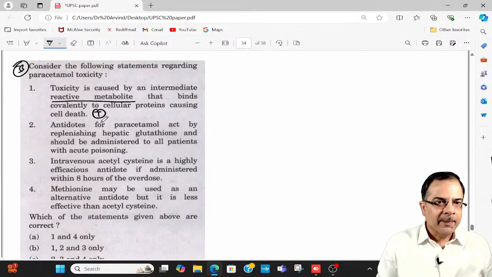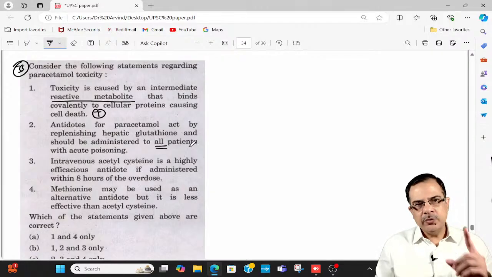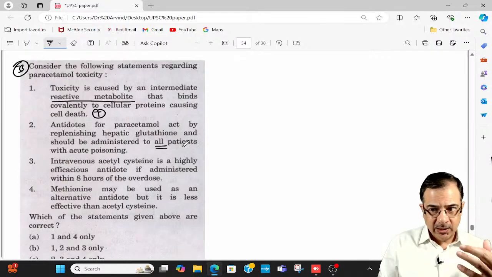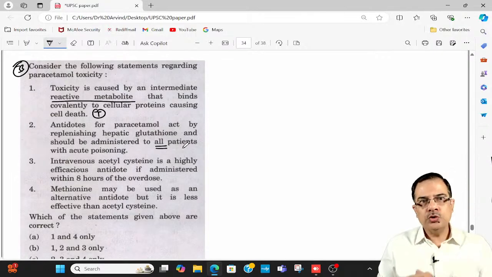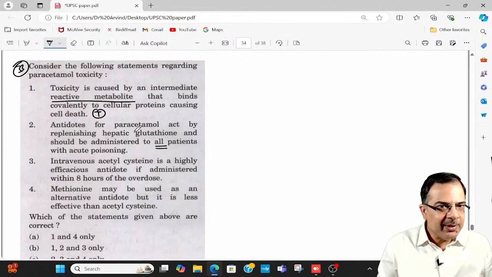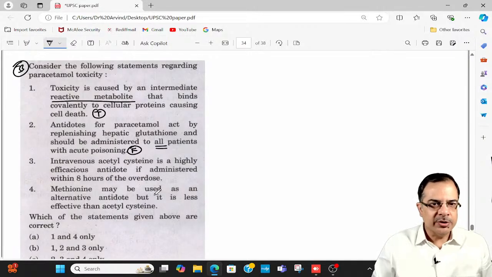This is true. Now, antidote for paracetamol acts by replenishing the hepatic glutathione and should be administered to all the patients with acute poisoning. No, this is not administered to all the patients. We check the acetaminophen levels at 4 hours. That is most crucial. So that decides the need for N-acetylcysteine. So the first statement is true. Second statement is false. Not needed in all the patients.